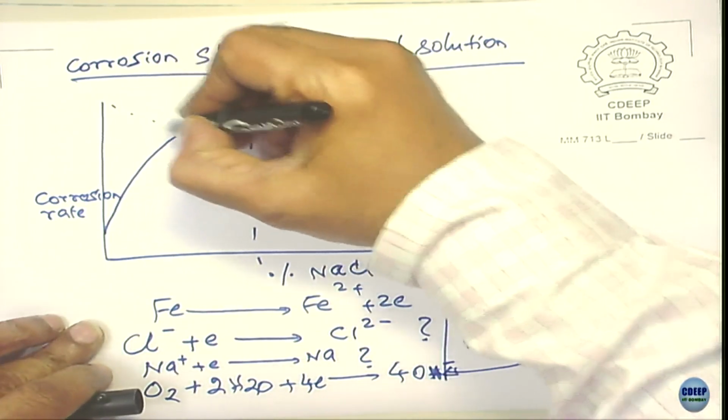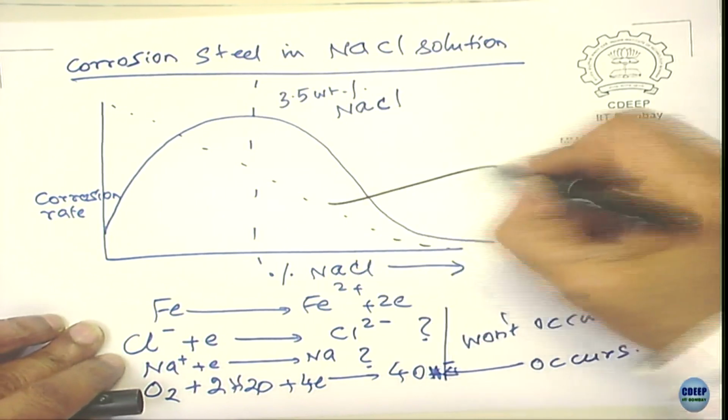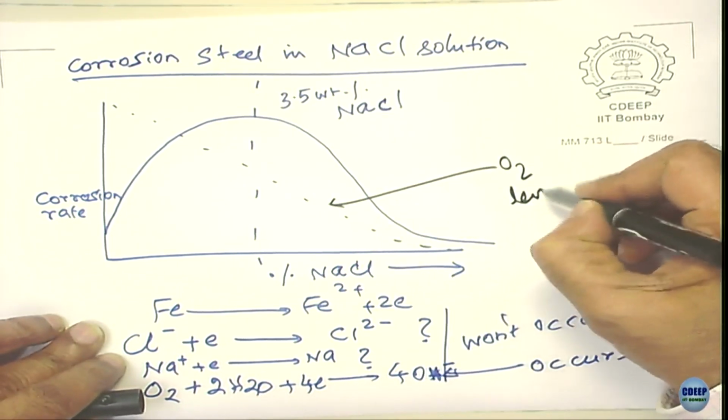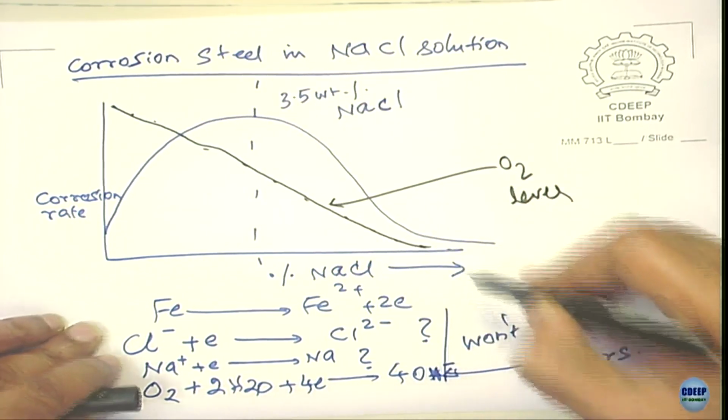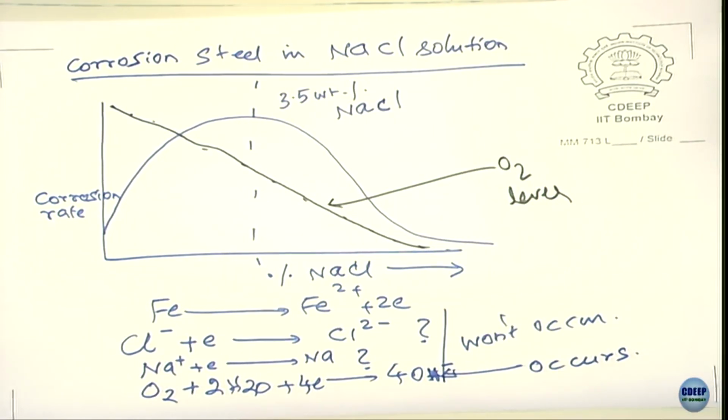So, if you plot the oxygen content like that, I am not saying exactly, this is schematic, do not take it as the trend at all, the oxygen level falls down. So what happened to the overall reaction? Unless the cathodic reaction occurs, the anodic reaction will not happen. So the corrosion rate now drops. Now, these are some examples, okay. There are several cases like this, where the corrosion rate drops when you increase the concentration of the environment, like sodium chloride.